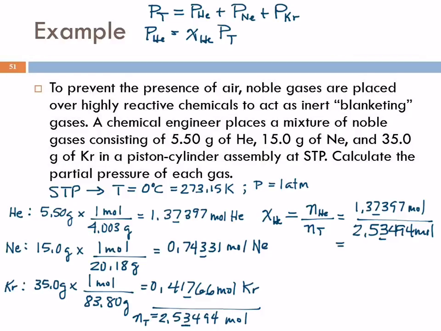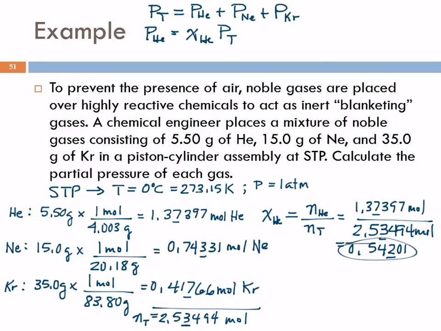So this mole fraction, 1.37397 divided by 2.53494. This mole fraction is 0.54201. There's no units on a fraction because the moles divided by moles, that cancels out. Your fractions have to be 1 or less. It can only be 1 if you only have a single gas. So if you end up with a mole fraction that's larger than 1, something went wrong.